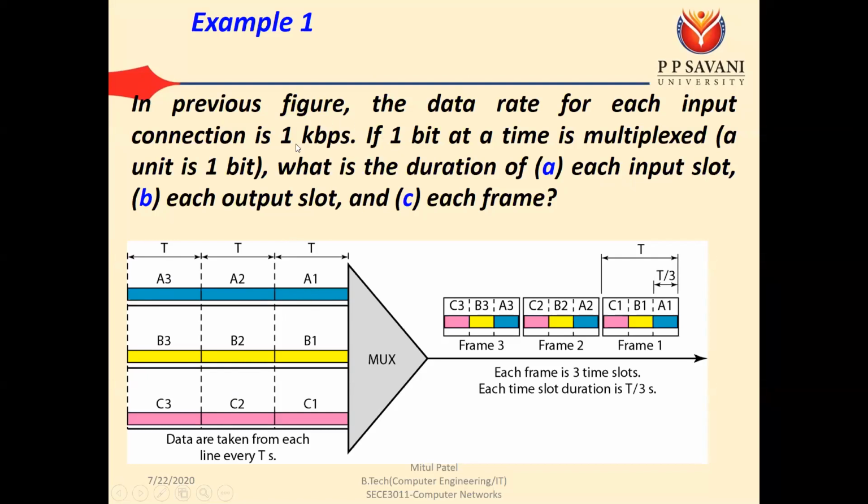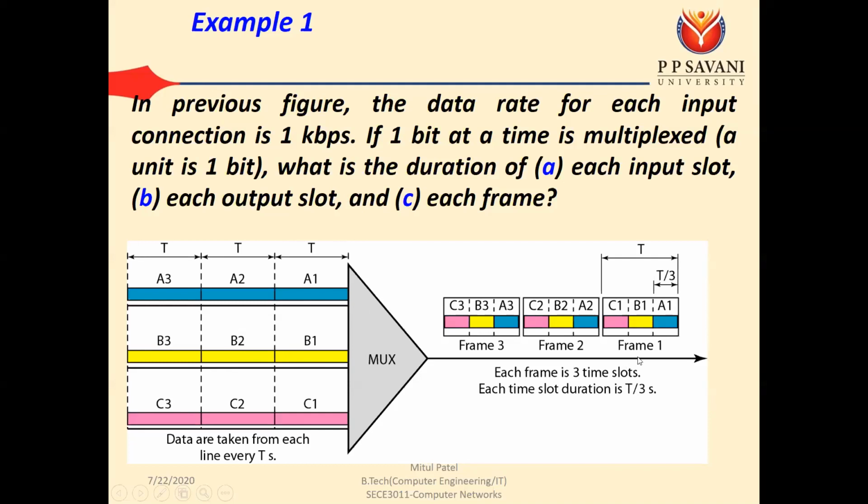Okay, suppose it is said that the speed of the input connection is 1 mbps. That means 10⁶ bits are transferred in 1 second. So how much time do we need for one bit? The answer is 1 microsecond. So with 1 mbps, the input slot duration is 1 microsecond. Here it is 1 kbps, so that's why the input slot duration is 1 millisecond.